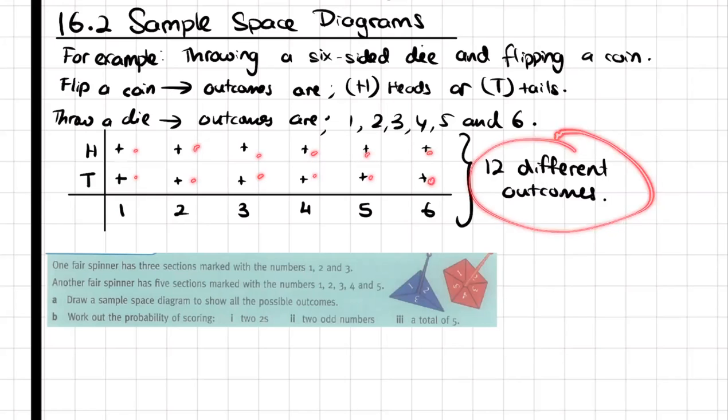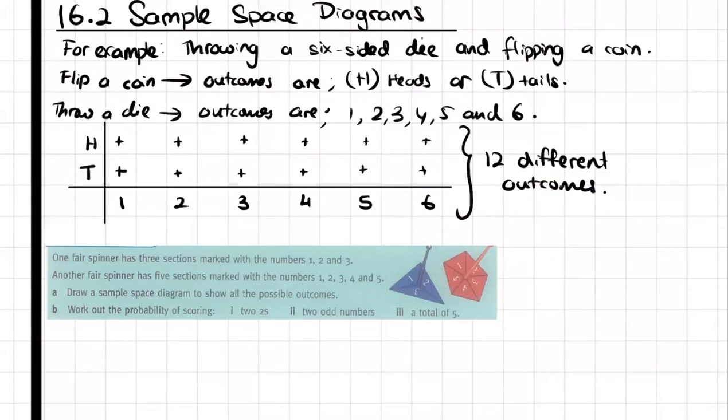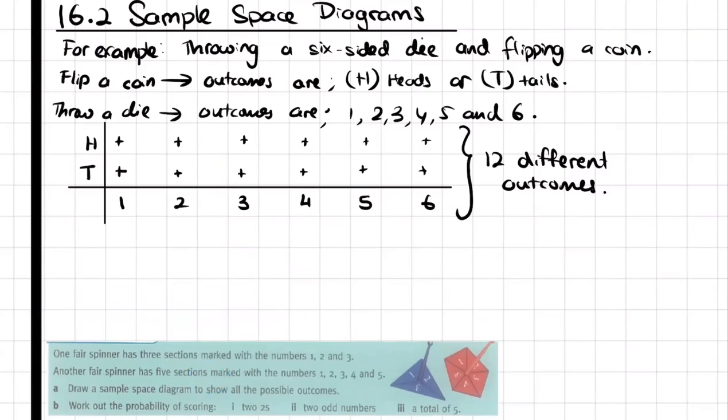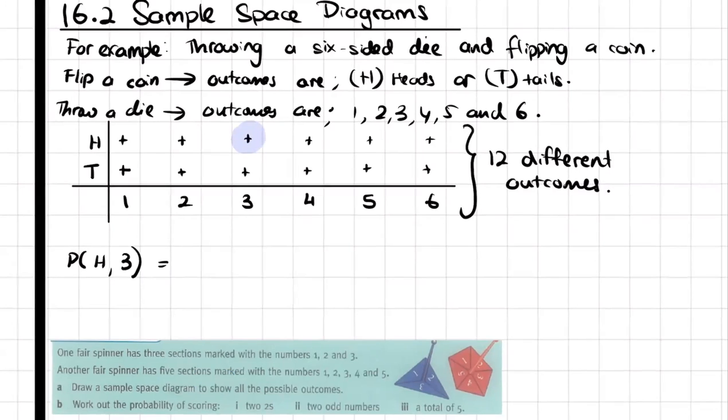So for example here, if I want to know what my probability is of getting heads when I flip the coin, and then getting the number 3, you can see that I'm talking about this one particular event out of 12 events. So this is the probability.